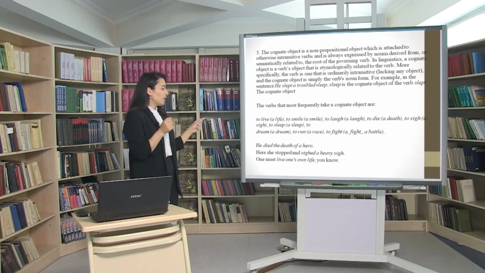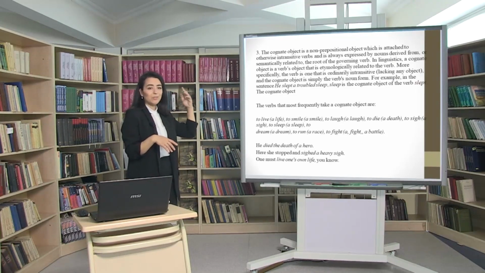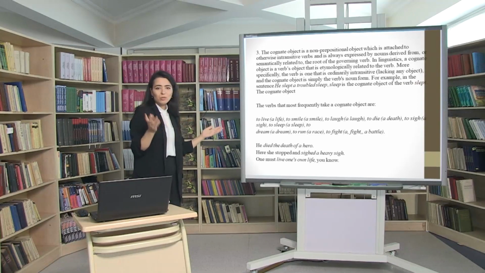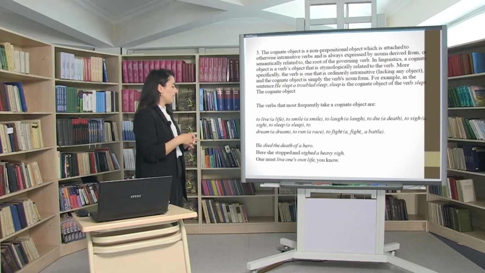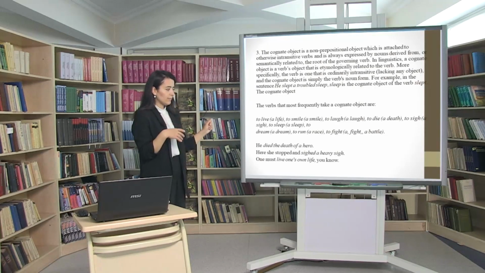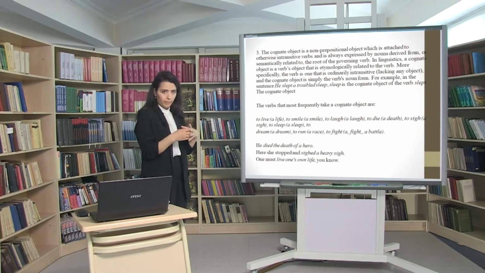For example, we have some examples. He died the death of a hero. We can use this sentence for all our heroes, all our soldiers, officers during our patriotic war. I think this is a very good sentence and very suitable for this type of situation. The next one: she stopped and sighed a heavy sigh. This is a cognate object. One must live one's own life, you know.